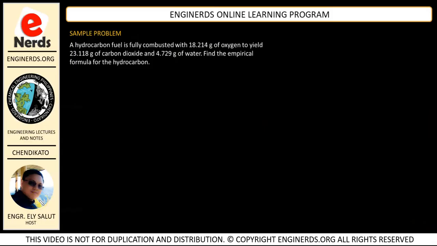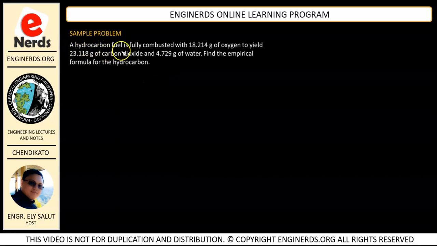Hi guys, today we're going to solve two problems na common na may encounter natin for complete combustion, kung saan kailangan nating i-determine kung ano yung empirical formula ng ating combustion fuel. So let's start with the problem right here.